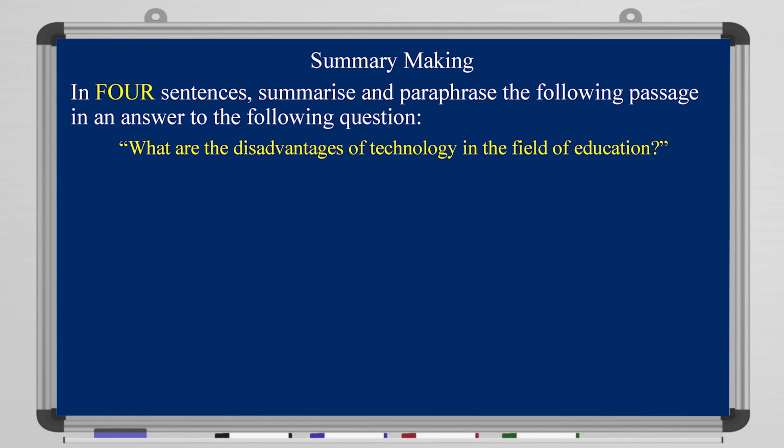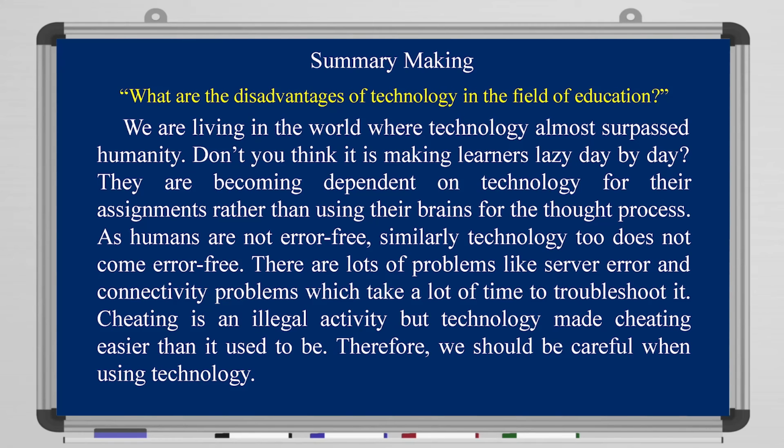The question is, what are the disadvantages of technology in the field of education? If we look at the passage, we are living in a world where technology has almost surpassed humanity. Don't you think it makes learners lazy day by day? They are becoming dependent on technology for their assignments rather than using their brains for the thought process. As humans are not error-free, similarly, technology too does not come error-free. There are lots of problems like server errors and connectivity problems which take a lot of time to troubleshoot. Cheating is an illegal activity, but technology has made it easier to do. Therefore, we should be careful when using technology.